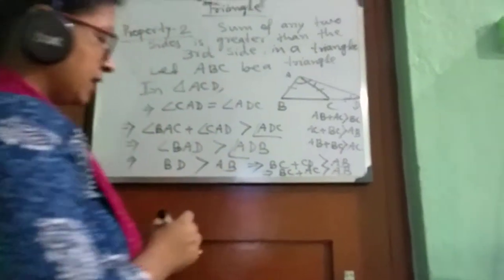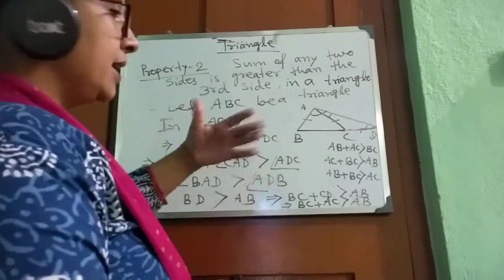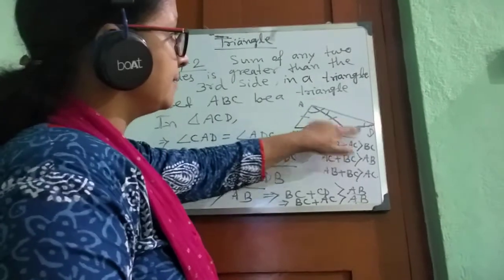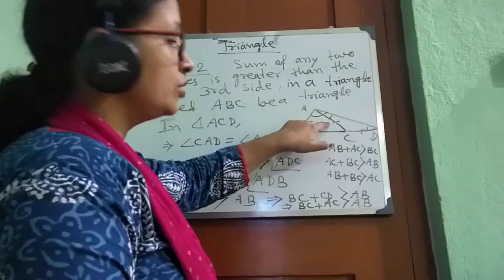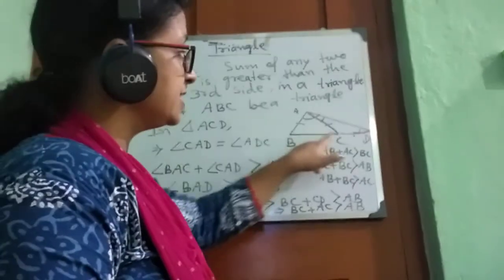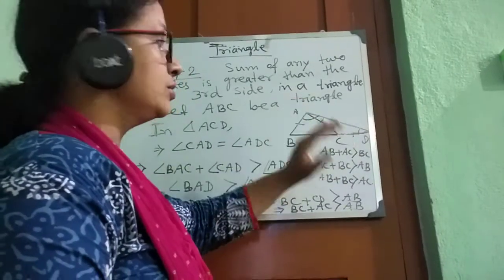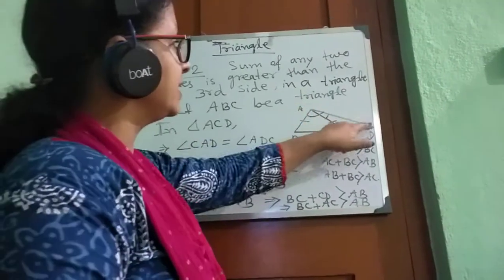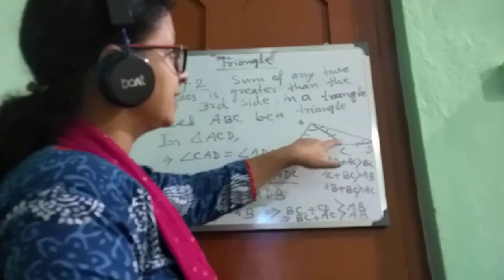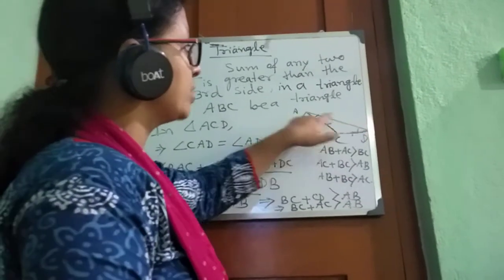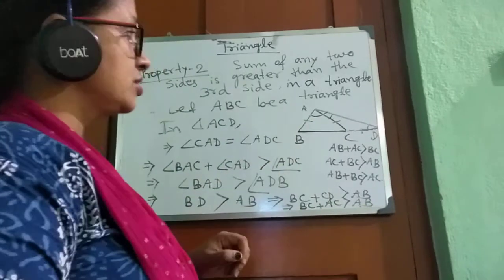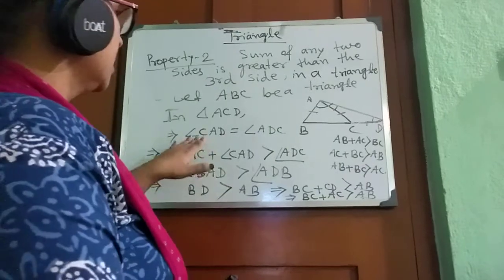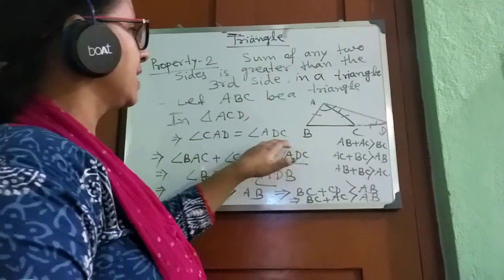As students, I think you have understood this. Again I am repeating. In this construction, what have I done? I have taken CD equal to AC. BC is produced to D, taking CD equal to AC. Then after drawing, what are you getting? Triangle ACD. In triangle ACD, these two sides are equal, so obviously these two angles are also equal, because it is an isosceles triangle. The angles opposite the equal sides are equal. On the basis of this, I have written this line.